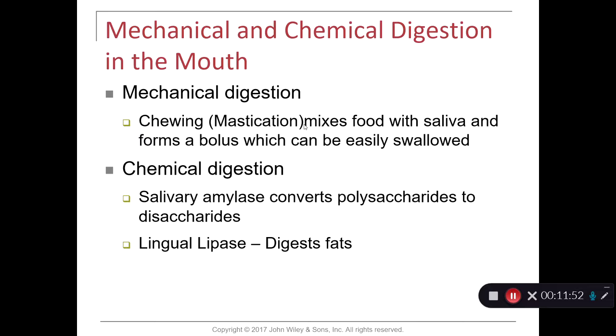Chemical digestion will involve salivary glands and their secretions. So again, salivary amylase, which breaks down the polysaccharides into disaccharides, so it gives it that sweeter taste. And then the lingual lipase, which digests those fats.